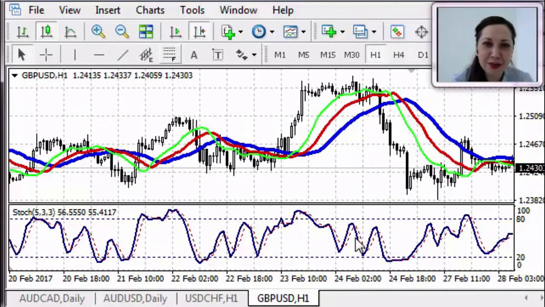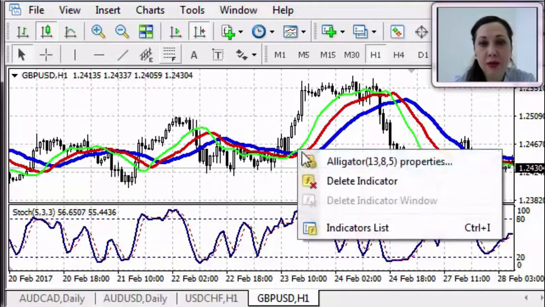And the next set of instruments that we are going to combine would be MACD.